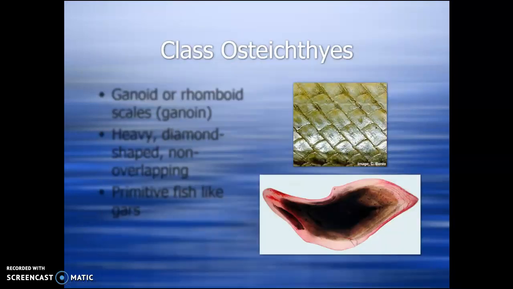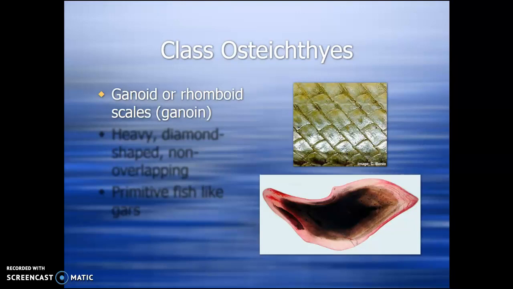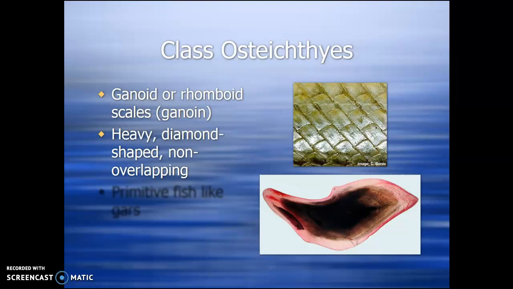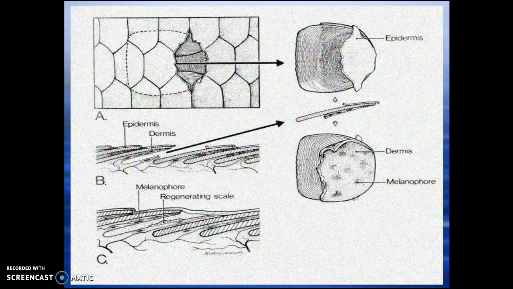Again you can see the ganoid scale, which is similar to the skin of a snake. Heavy, diamond shaped, non-overlapping with each other. Primitive fish like gars have this kind of scales. Again you can see the picture. Here you can see the scales arranged, and at the base it has the epidermis, which encloses the scales in the body of the fish.